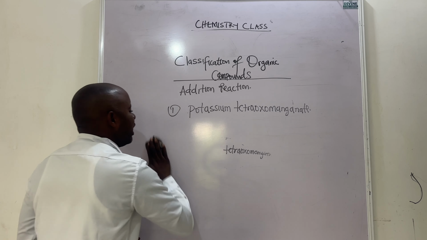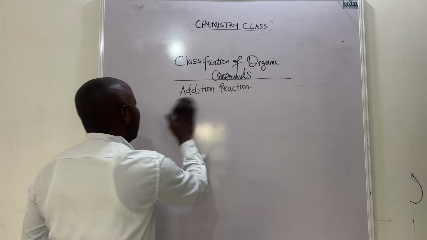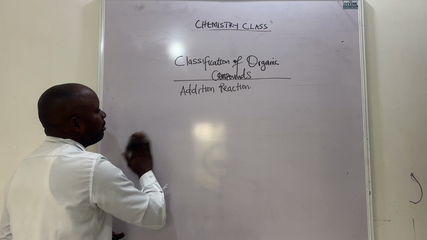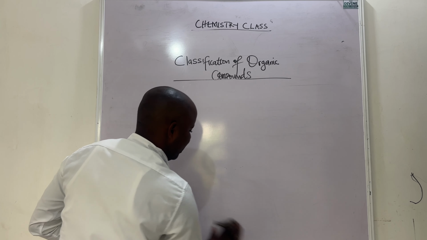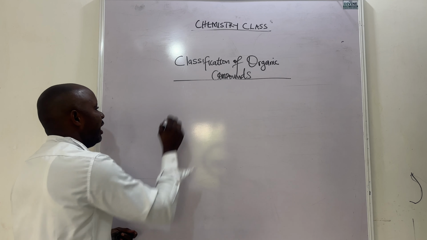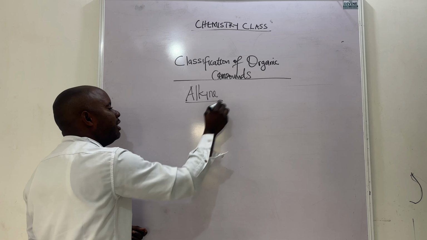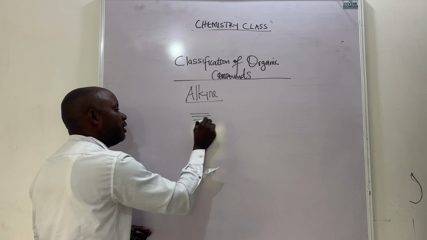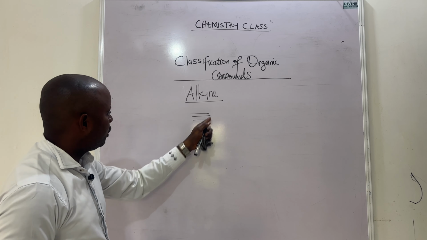So it can also react with oxygen. We have numerous equations, so due to time, we are going to move to the next family so that we can complete these families in a single video. Let's talk about the alkyne. The alkyne family is made up of triple bonds.